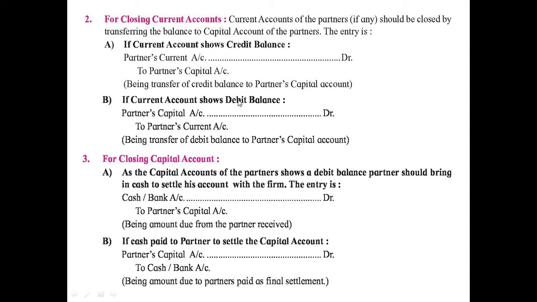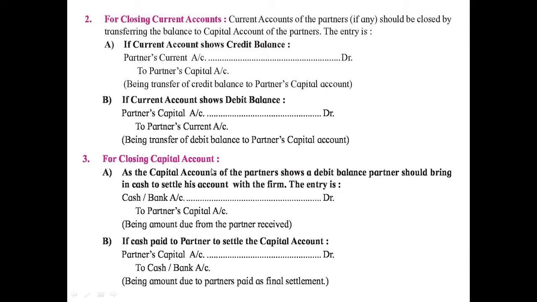If the current account shows the debit balance, it means the debit side of the current account is higher than the credit side, then the balance is transferred on the debit side of partners' capital account. Then next is for closing the capital account. We also have to close the capital account of the partners in case of dissolution, because the business is ending.